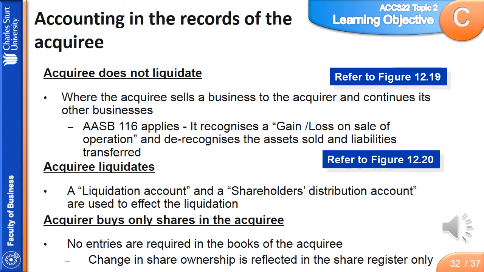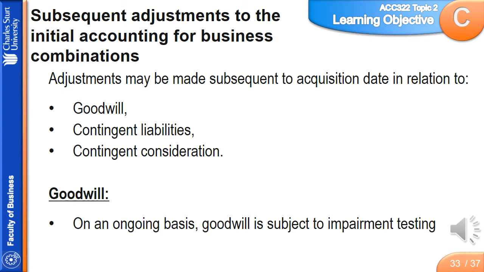The third event is where an acquirer buys only shares in the acquiree, and no entries are required in the books of the acquiree. There's only a change in the share register. So I guess that's the easiest one to account for, because there's effectively no entries required. Subsequent to acquisition date, adjustments may be made to either goodwill, contingent liabilities, or the contingent consideration. With regards to goodwill, it needs to be checked on an ongoing basis, and it's subject to impairment testing. It's not allowed to be revalued or amortized.